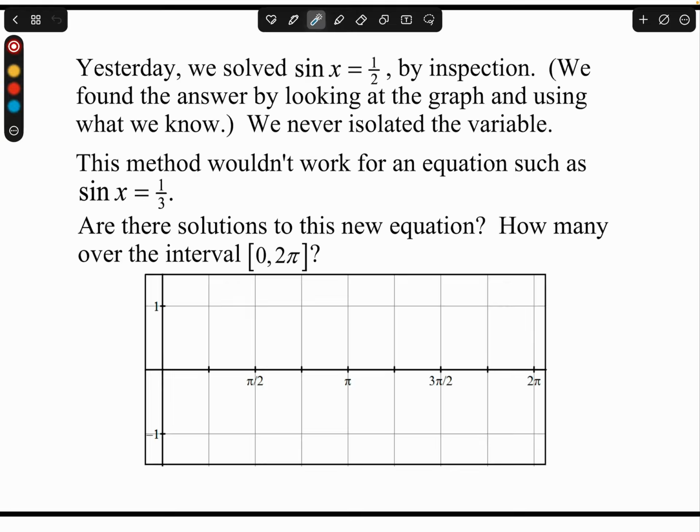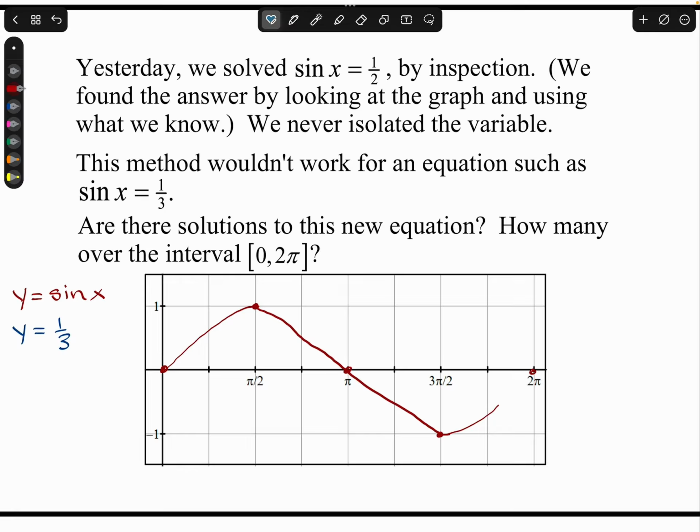So let's go ahead here and treat it like we did yesterday. We can start out graphing it by inspection here, and then we'll use our calculator to come up with some values. So we're going to look at y equals the sine of x, and then we'll also look at y equals 1/3. Let's graph y equals the sine of x first. We know that we've got our points at 0, pi over 2, 1, pi 0, 3 pi over 2, -1, and 2 pi. So if we were graphing this over that interval from 0 to 2 pi, we would see one period of this function.